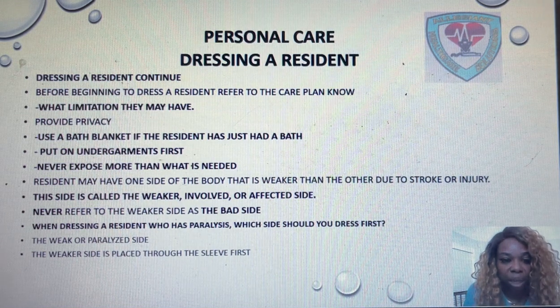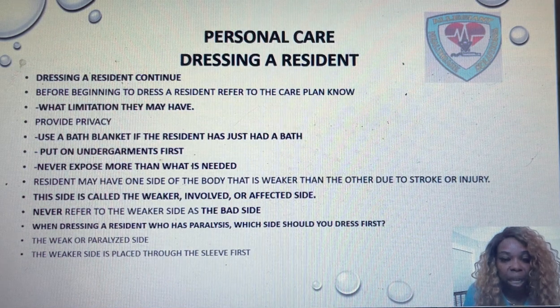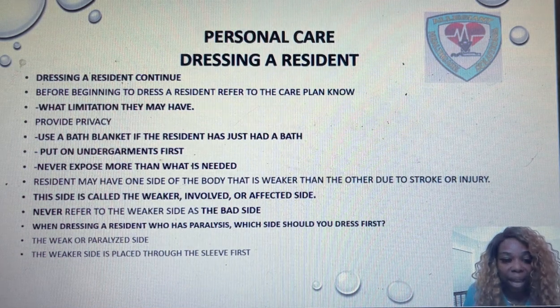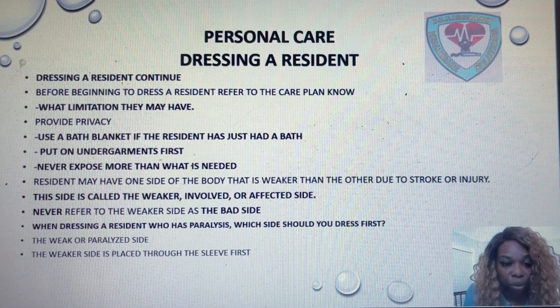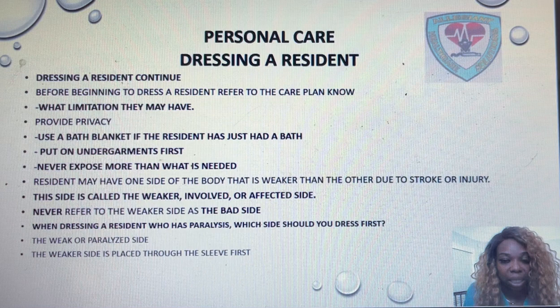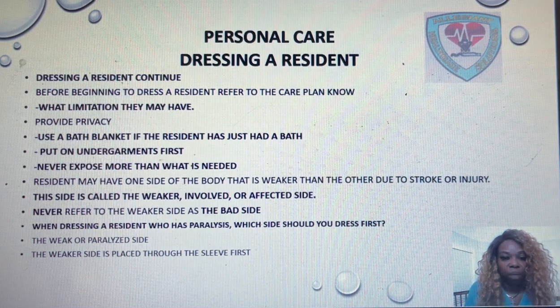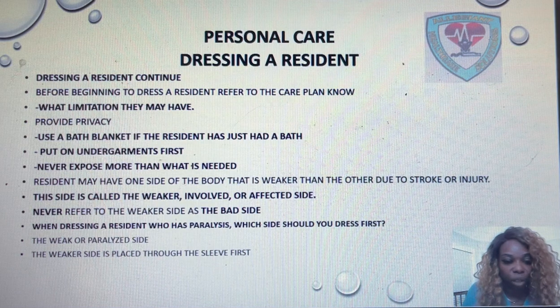When dressing a resident who is paralyzed, you should dress the resident beginning with the paralyzed side first. You want to begin dressing them with the side that they cannot help you on first. This side is referred to as the weak side. So you're going to place the weak side through the sleeve first. For example, if you are dressing the resident and applying a shirt.